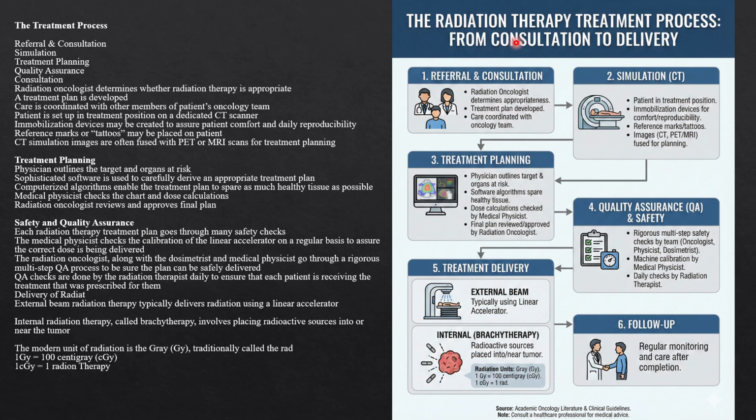So the radiation therapy has the following treatment processes. Basically, the first is the referral and the consultation, then the simulation using the CT scan to detect the tumor, and then the treatment is planned by the physicians, considering organs at risk, using different software and algorithms with dosage calculations and the medical physicist. After that, quality assurance and safety are taken into account, and then there is the treatment delivery, where external beam and internal radiation therapy are done, and this requires follow-up and monitoring.